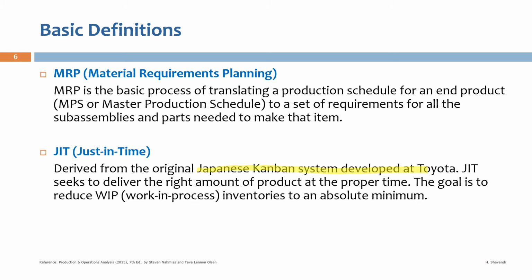Okay, so this is called MRP, and just in time is based on the Japanese Kanban system developed by Toyota. So the main goal of just in time is having a zero level inventory, or let's say absolute minimum.